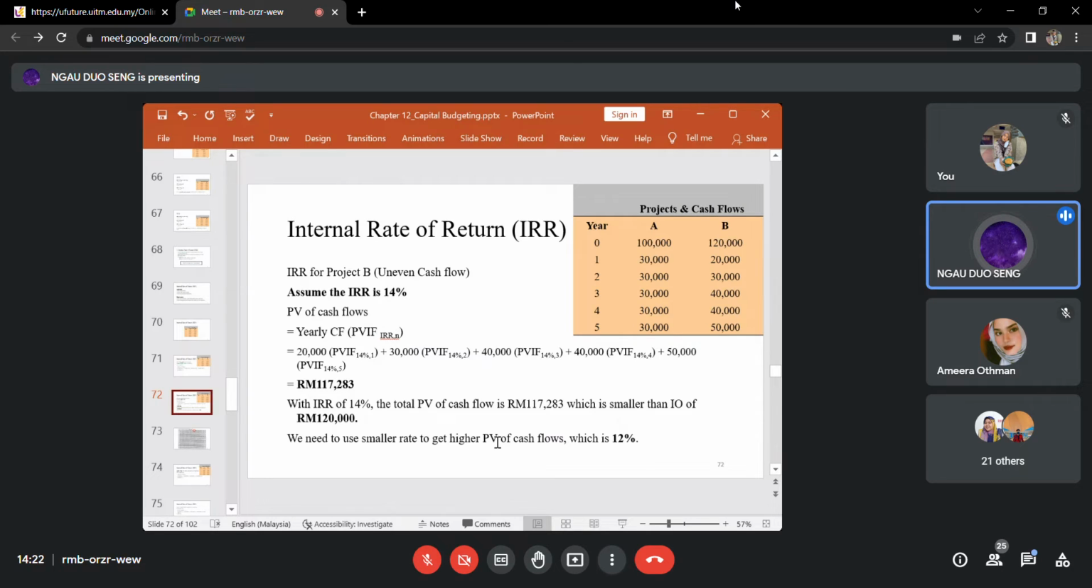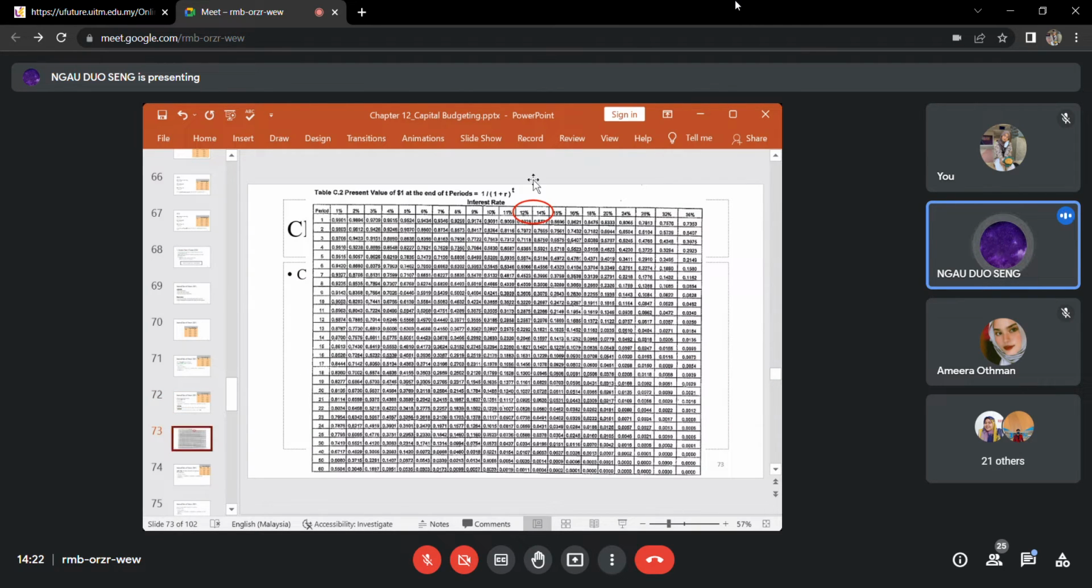So for this case, we need to use a smaller rate to get higher present value of cash flow, which is 12%. So kenapa kita tak guna 13? Kenapa kita guna 12? Because kita check on the table, this is a present value punya table. You check here, nampak kan dia ada 14%, lepas tu straight away ke 12%. So dia tak ada 13%. So we are referring to the table. Since dia tak ada 13%, we straight away use 12%, right?